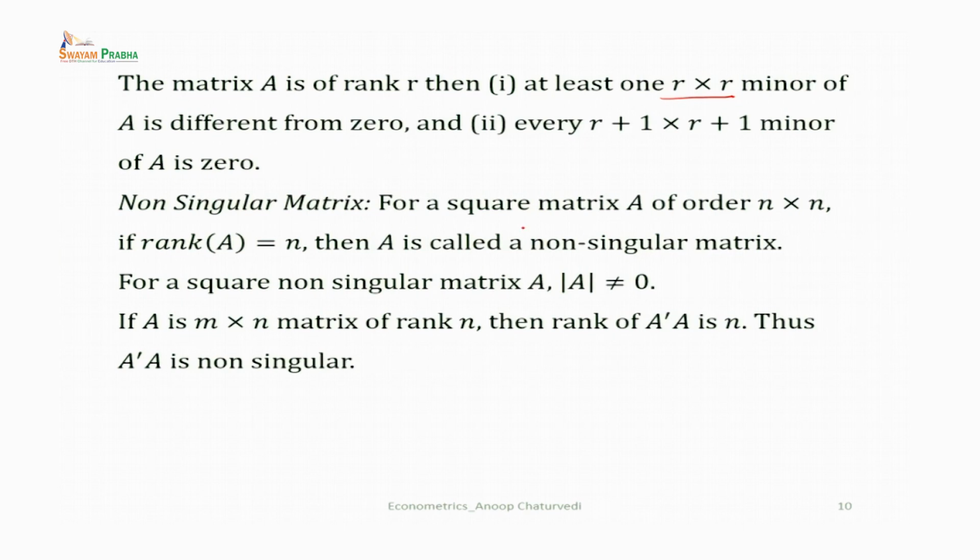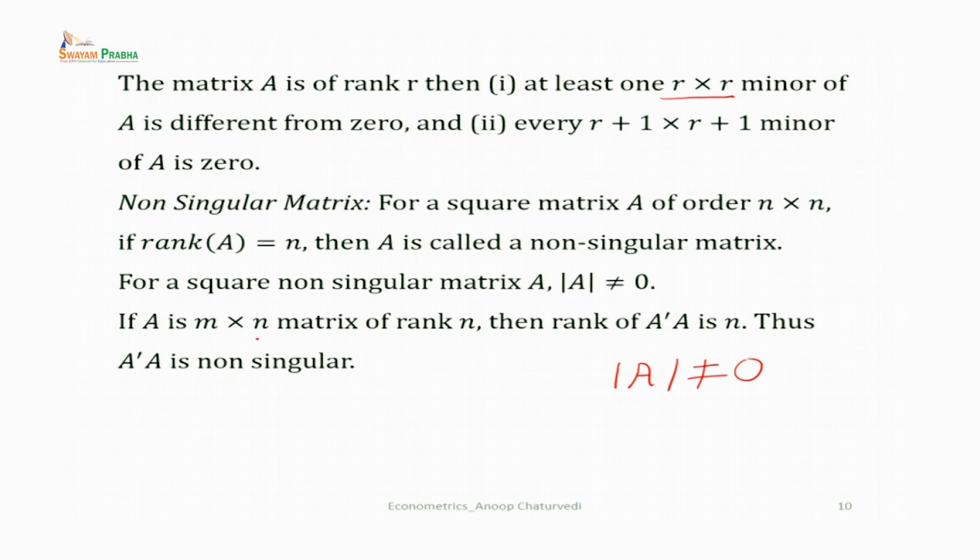Then we define non-singular matrix. Suppose A is a square matrix of order n cross n, and rank of A is n, means A is of full row rank as well as full column rank. And since rank of A is equal to n, then determinant of A is not equal to 0. The only possible minor of A of order n is determinant of A, and since rank of A is n, this is not equal to 0. Then we say that A is a non-singular matrix.